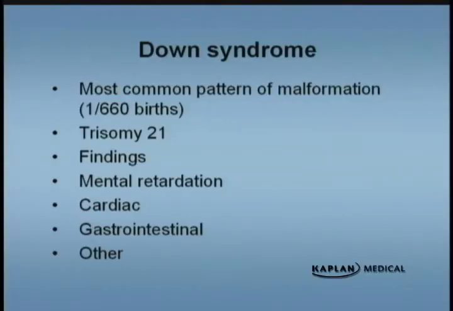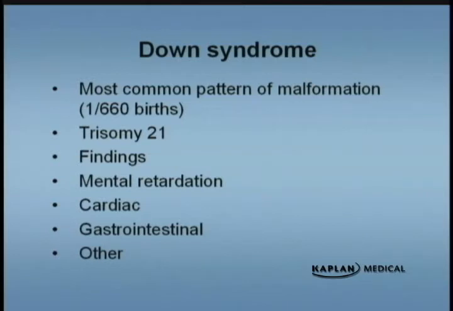The granddaddy of them all, the most common one, is Down syndrome or trisomy 21. This is the most common pattern of malformation occurring in about 1 in 660 live births. There are a variety of findings that you'll see with Down syndrome. We're going to see some pictures in a second.